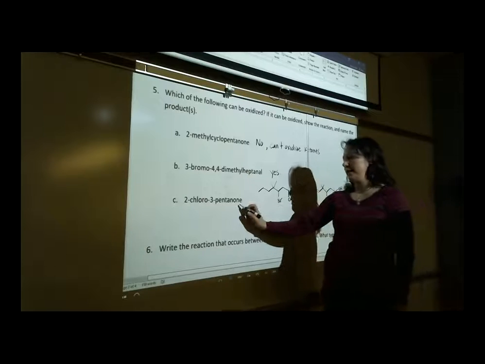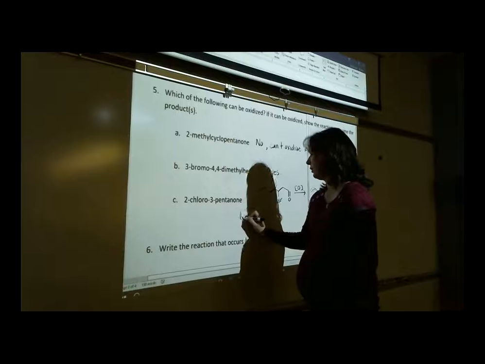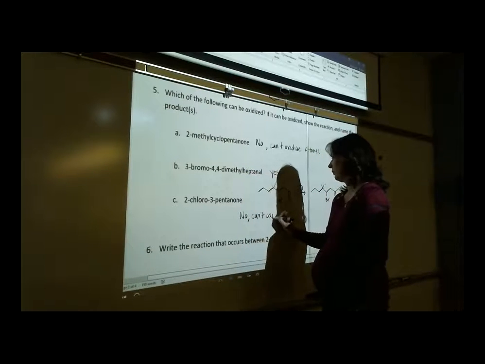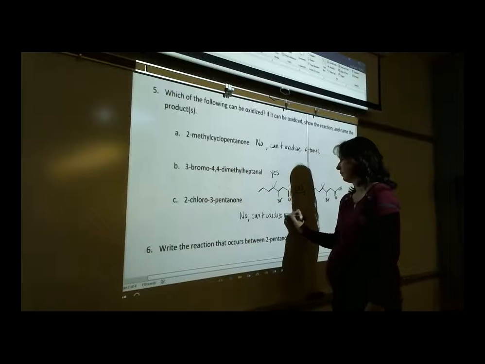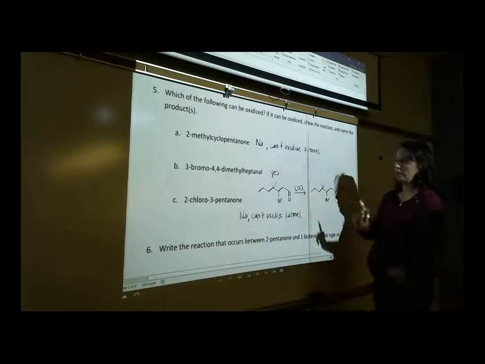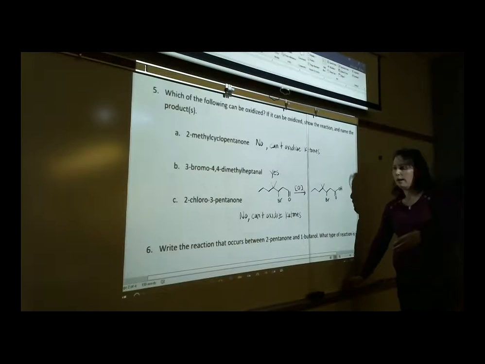Can we oxidize this? Nope. Why not? Can't oxidize ketones. There's not a hydrogen available to be oxidized. How do we feel on number 5?